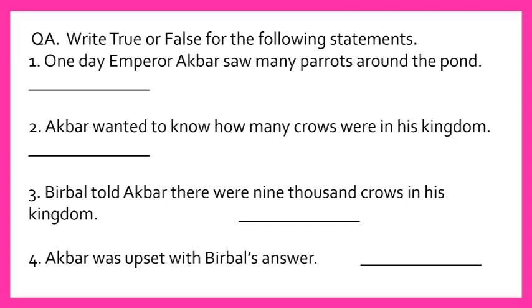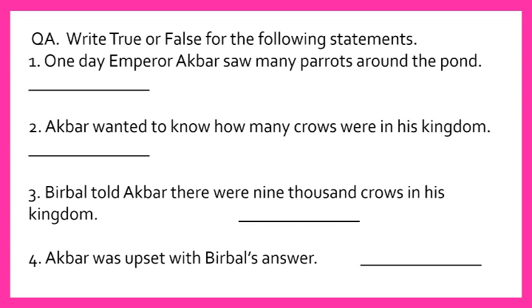Then what did he see? Parrots? And where did he see? Around the pond. So you have to see that all the information is correct, then write true. If any of the information is wrong, then write false for this statement. Am I clear? So you have to decide, were there parrots? Were they around the pond or not? Okay? Now let us come to number 2.